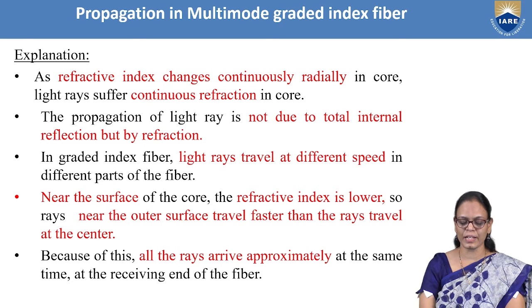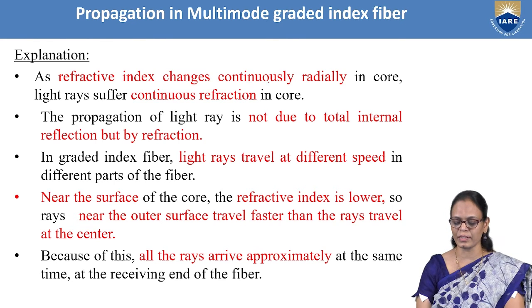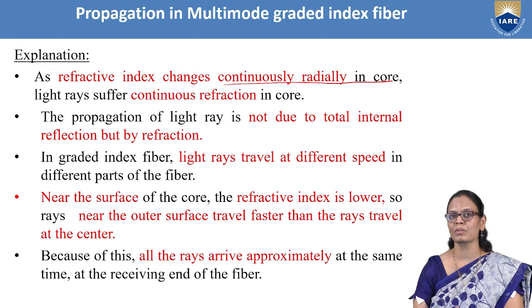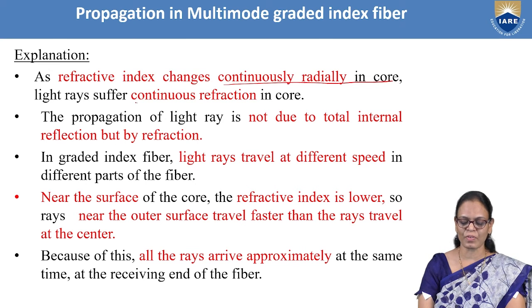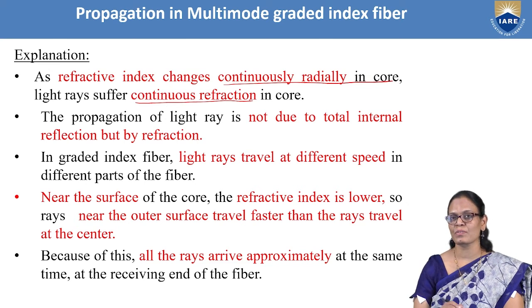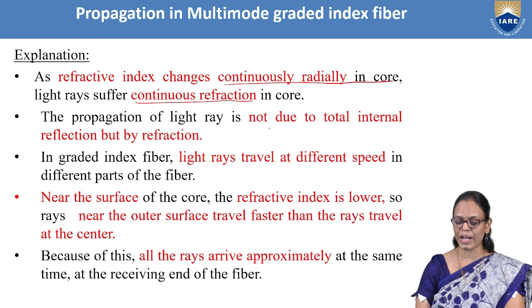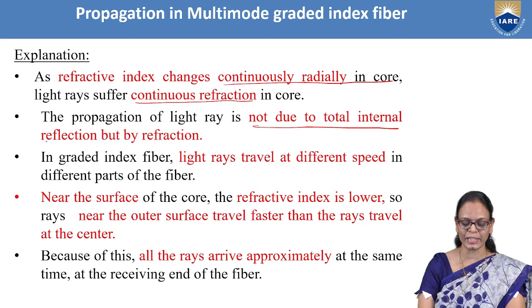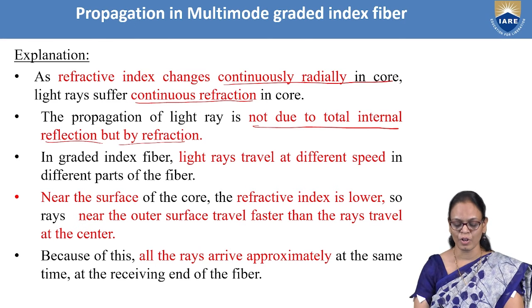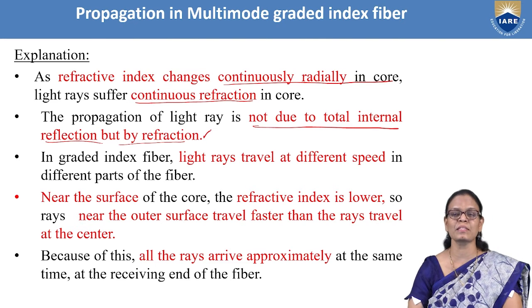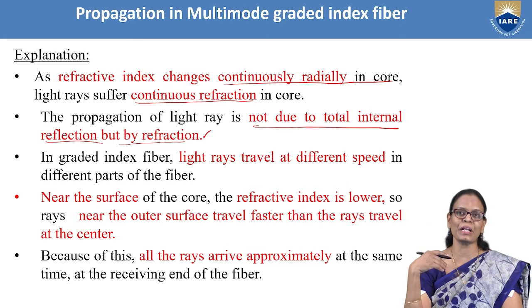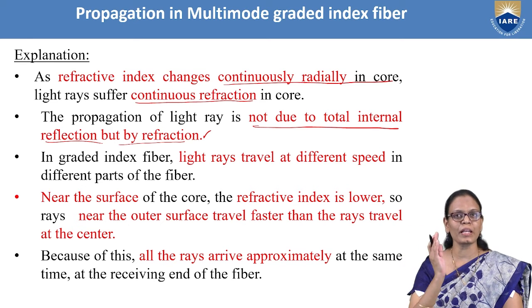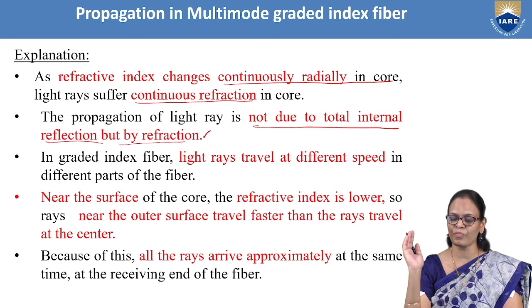Now what we see here is the refractive index changes continuously radially in the core. So light rays suffer continuous refraction. So what we are seeing here is refraction. The propagation of light is not due to total internal reflection, but refraction. We know what happens in refraction. Whenever there is a change in medium or there is a change in refractive index, there is a bending of the light ray. And this phenomenon we call refraction.